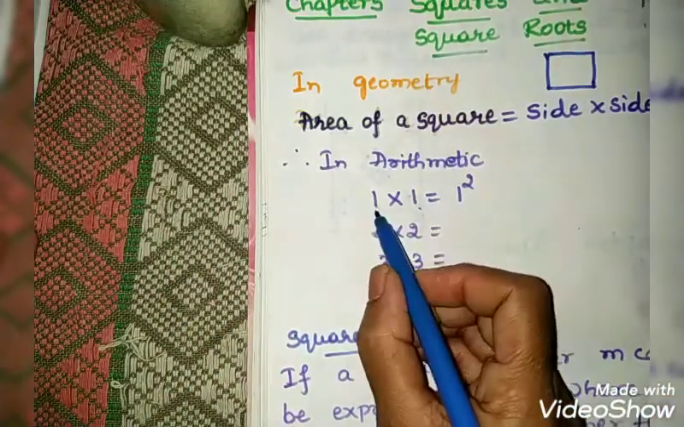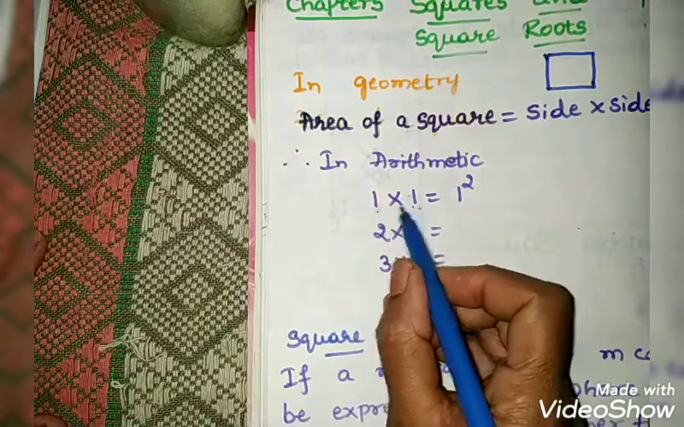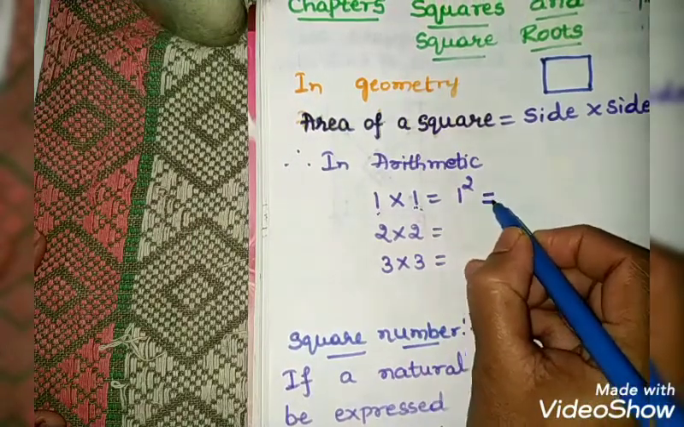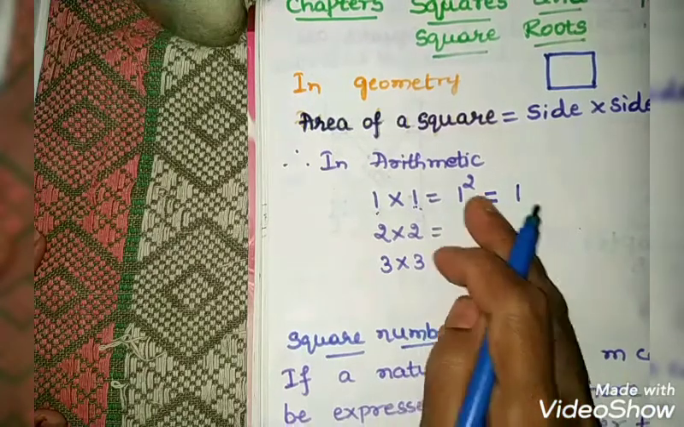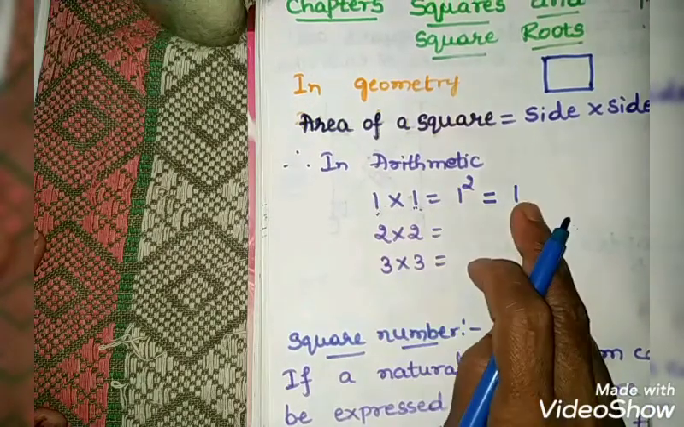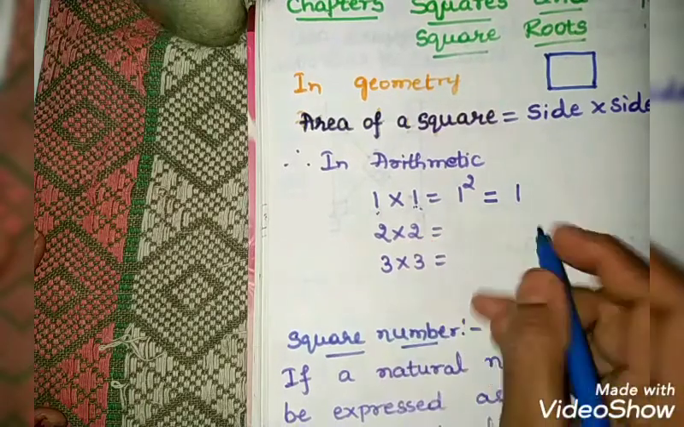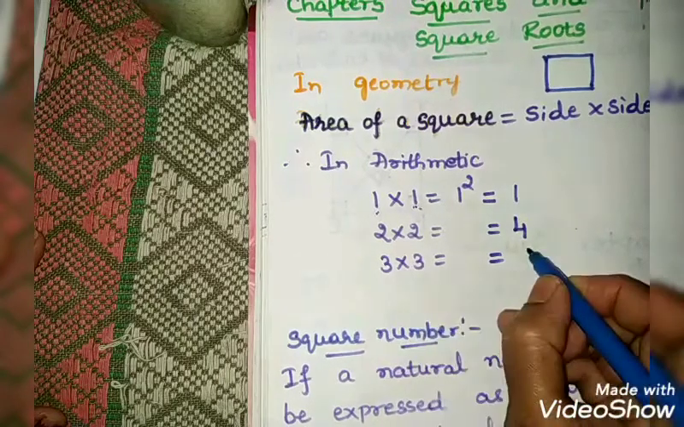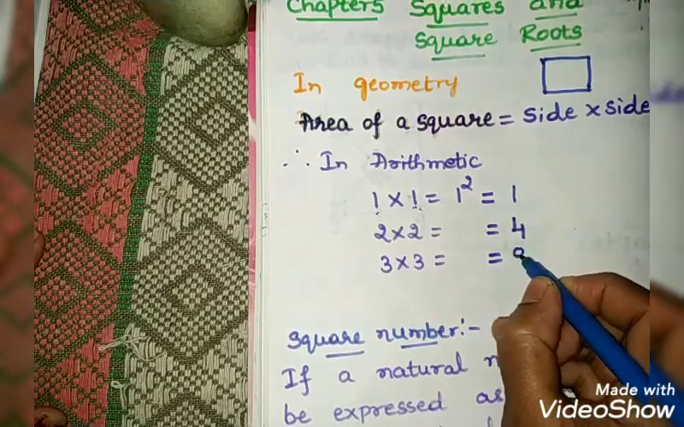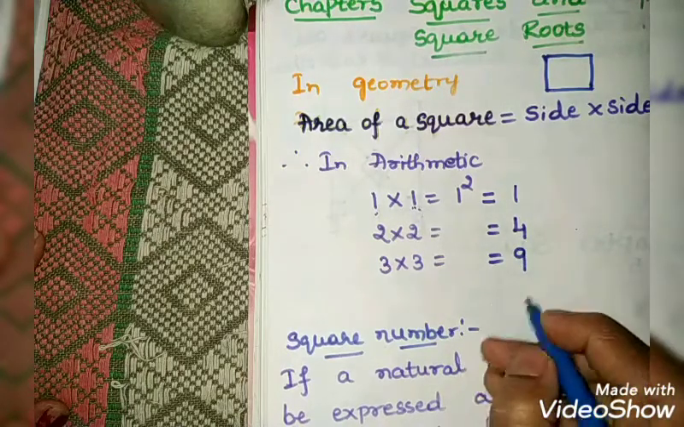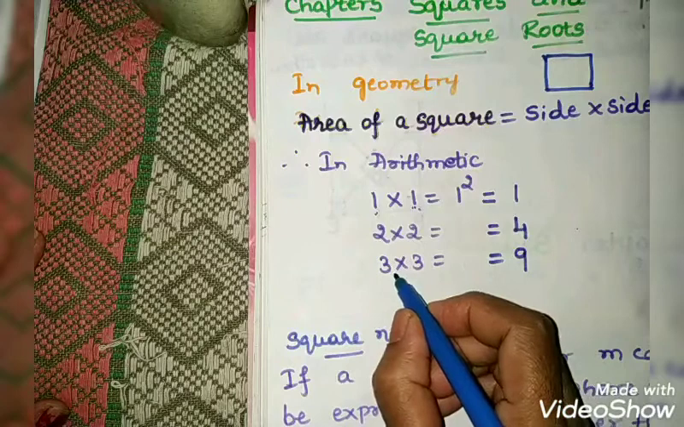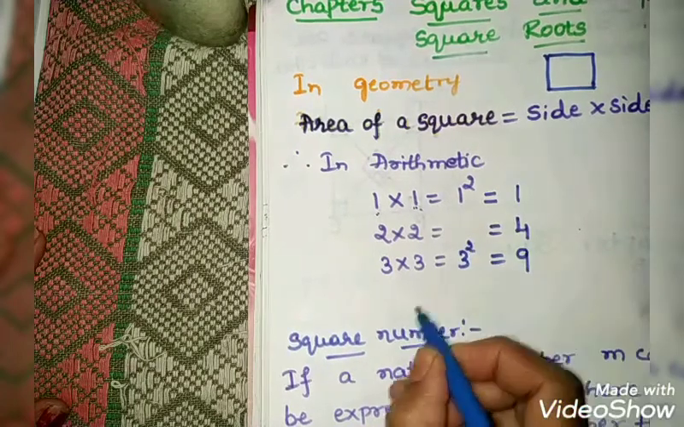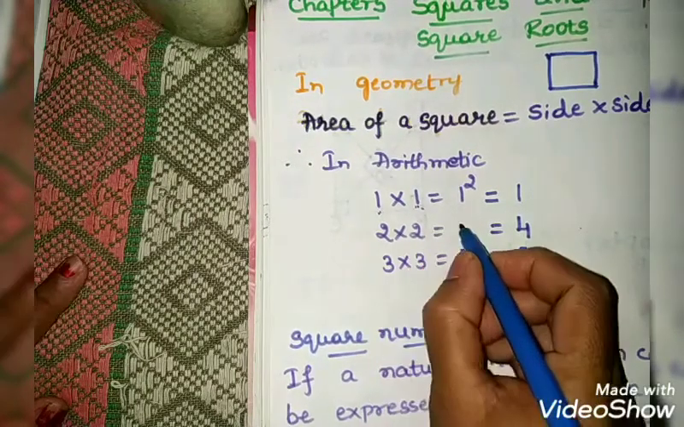For example, I'll take one number, 1. 1 into 1. When the same numbers are multiplied, that is known as 1 square. We used to say that is equal to 1. 1 square means 1 into 1. 1 ones are 1. 2 into 2 means how much, children? It is 4. 3 into 3, how much is it? It is 9. Right? But how do we express this? 3 into 3. 3, how many times is it multiplied? It is multiplied 2 times, so it is 3 square. Here 2 is multiplied 2 times, so it is 2 square.